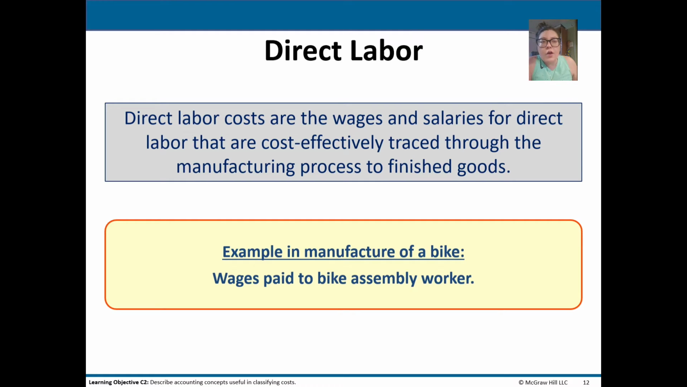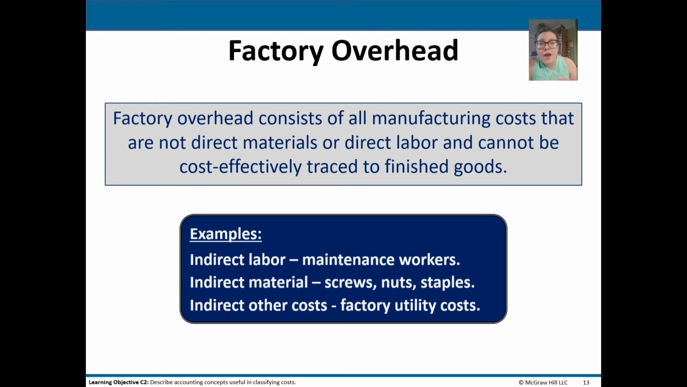So I mentioned overhead before. There's this concept of factory overhead, also known as manufacturing overhead. This consists of all the manufacturing costs that are not direct materials or direct labor. So factory overhead are the manufacturing costs that cannot be cost effectively traced to the finished goods. This would include things like indirect materials or indirect labor or other indirect costs.